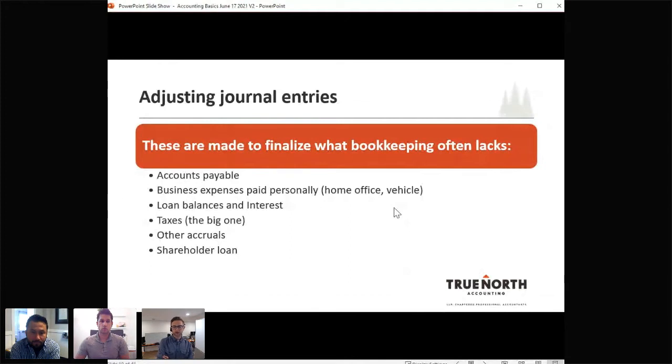And then we'll go through the gray areas, like the business expenses that are not 100% business, not 100% personal. So there's a bit of a split, and they might have not gone through the bank account of the business. They're going through your personal bank accounts, like home office and vehicle. And then we'll talk about loan balances and interest, taxes, that's the big one.